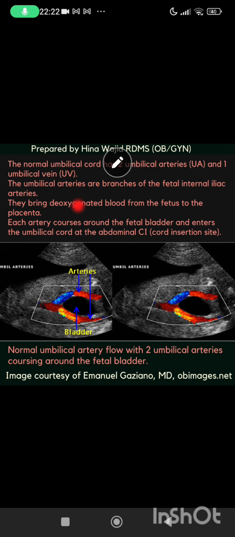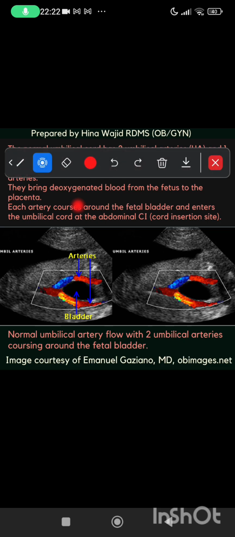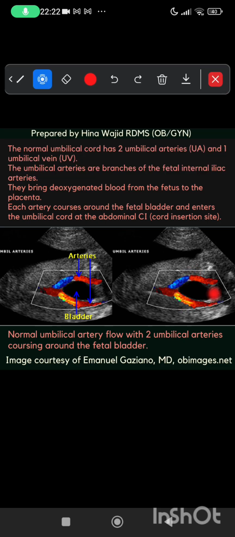Okay, now here we can see an ultrasound image. So here we can see the urinary bladder. Around the bladder, we can see two umbilical arteries. So from where do these umbilical arteries originate?